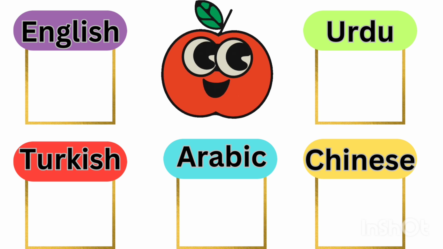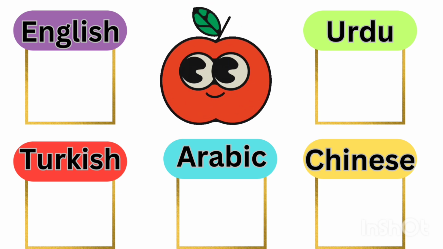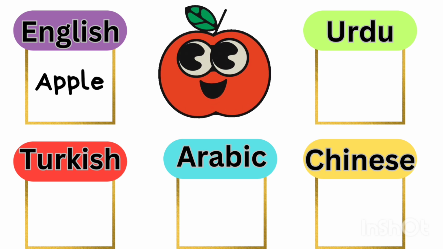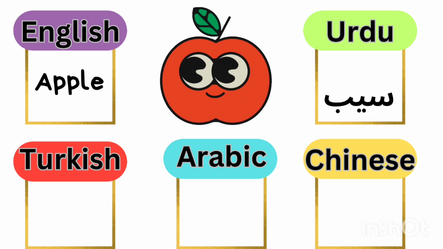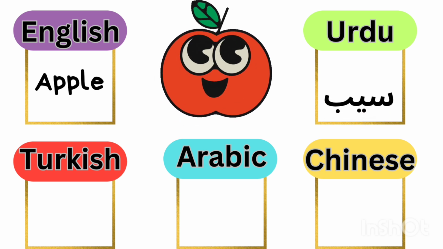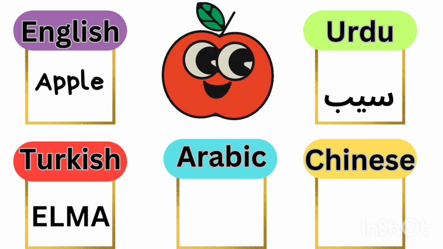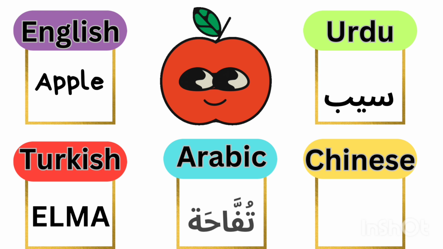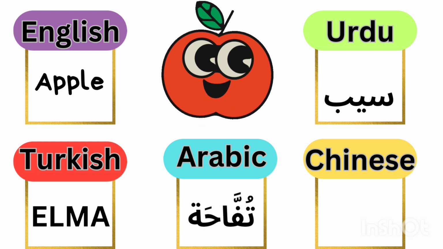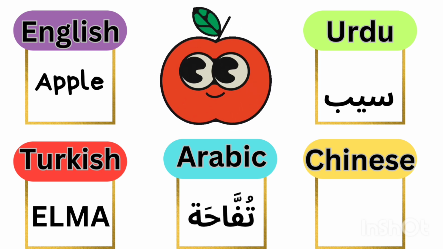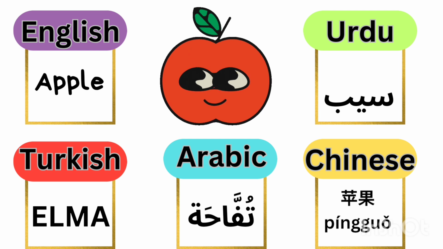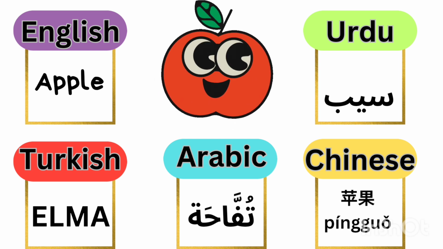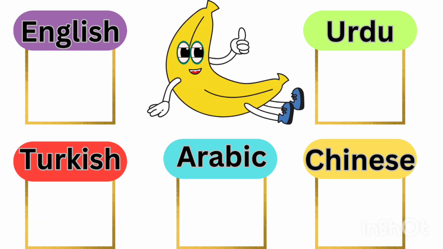This fruit in English is called apple. In Urdu, seb. In Turkish, elma. In Arabic, tuffa. In Chinese, 苹果.